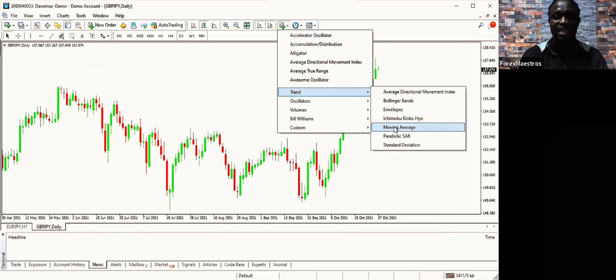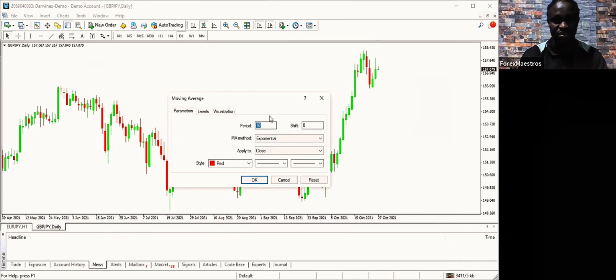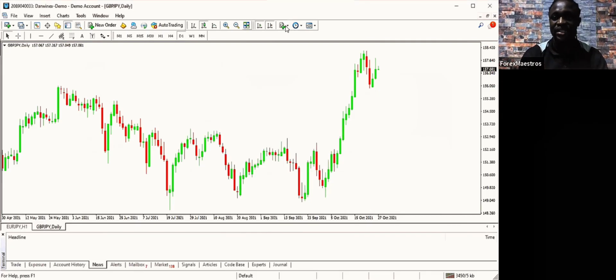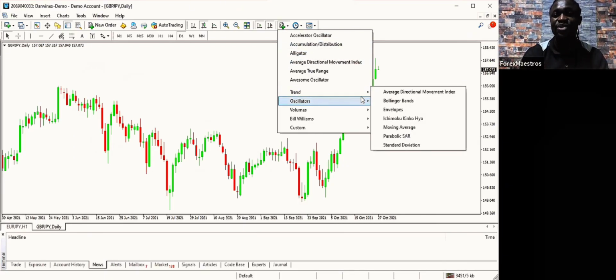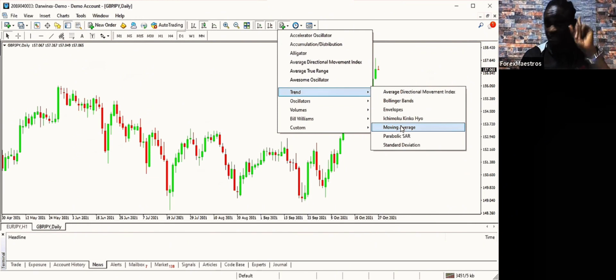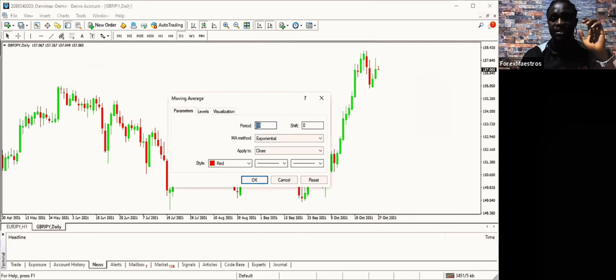So if you click on the moving average, it brings out a box for you. Remember where I got the moving average? I'll take that again. You go to your indicator list. Look for trend. You have trend, you have oscillators, volumes. Under trend, look for your moving average. Once you want your moving average indicator, you know where to find it. You know it is under trend. And once you click it, here it is.